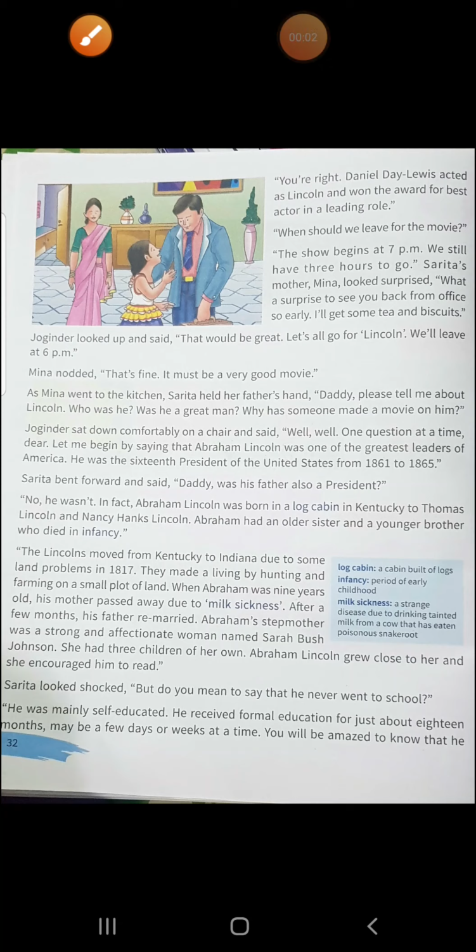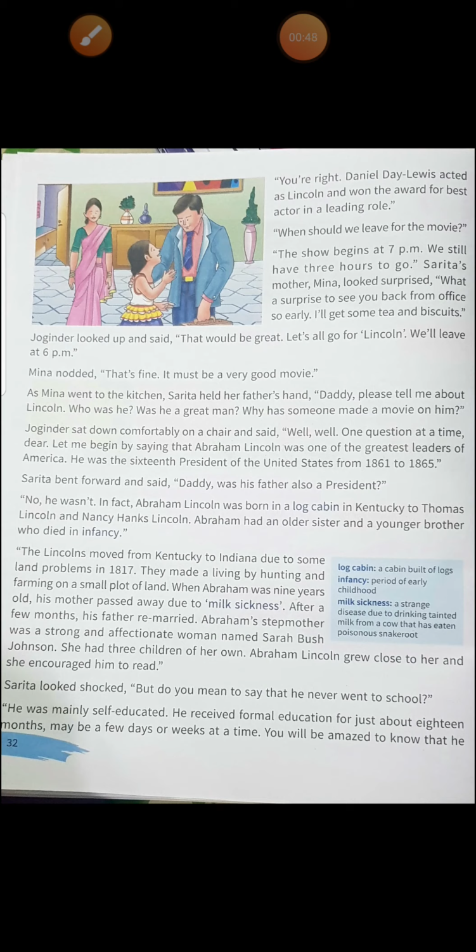Hello class 5th. This is the second part of the chapter Abraham Lincoln, and I told you in the last video that Abraham Lincoln was the 16th president of US. And here in the story there's a girl named Sarita who is going to see the movie Lincoln. But before she went to see the movie, she had some questions, and her father Joginder answered all those questions. She was very curious to know more about Abraham Lincoln.